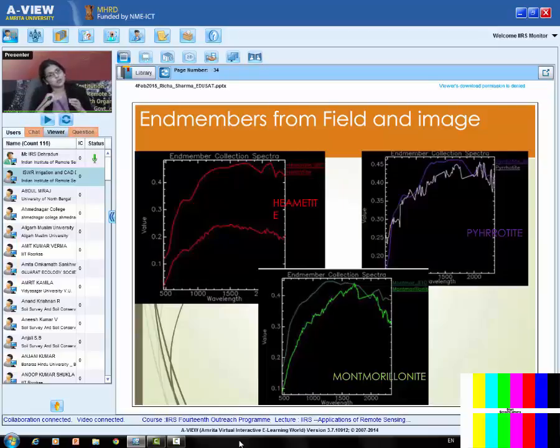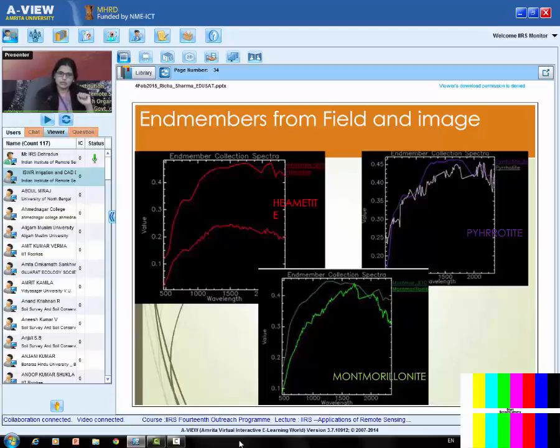Then we have matched those spectra with the spectra of the library, and whichever spectra give a good score with the library, as we have seen before, more than 75% or more than 80%, only those will be selected for defining the class. Only those spectra will be used as training classes to map the whole image. Here there are three endmembers we have selected: hematite, then pyrrhotite, and montmorillonite.